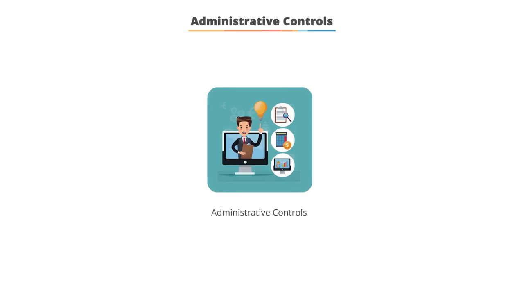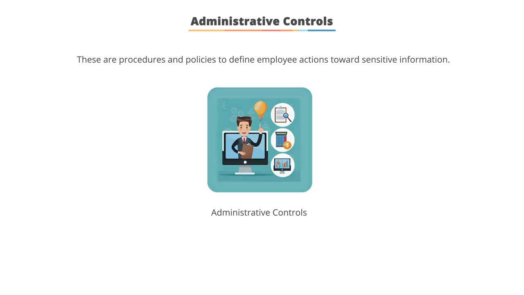Administrative security controls, also called procedural controls, are primarily procedures and policies put into place to define and guide employee actions in dealing with the organization's sensitive information. Examples: policies on hiring practices, training, data classification.